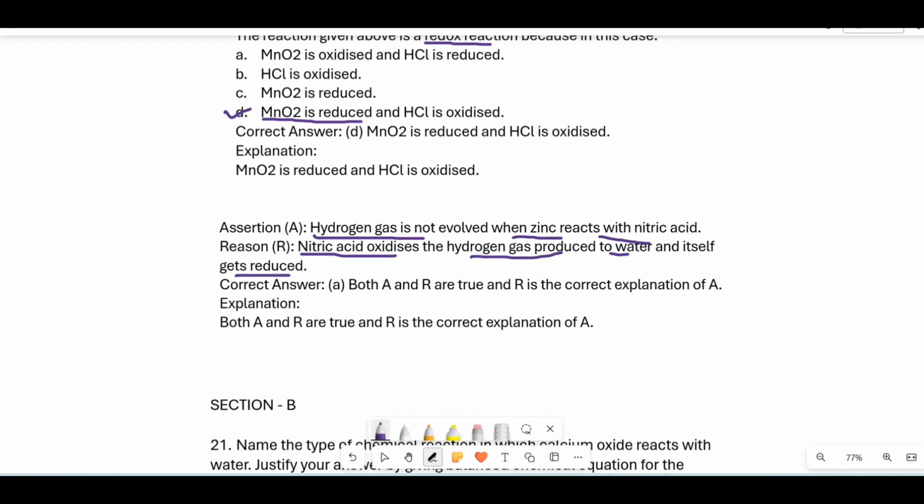That's the correct reason. Usually HNO3 does not evolve hydrogen gas with most common metals. Actually hydrogen gas is evolved, but it then reacts with oxygen and forms water, H2O. So both the assertion and the reason are true, and the reason is the correct explanation. Both A and R are true, and R is the correct explanation of A.